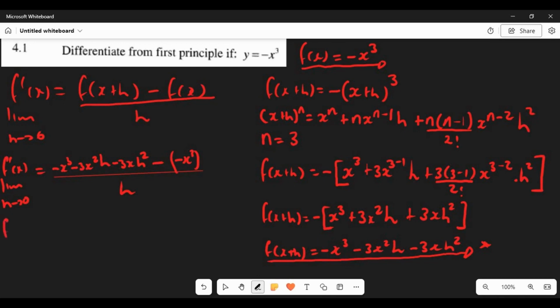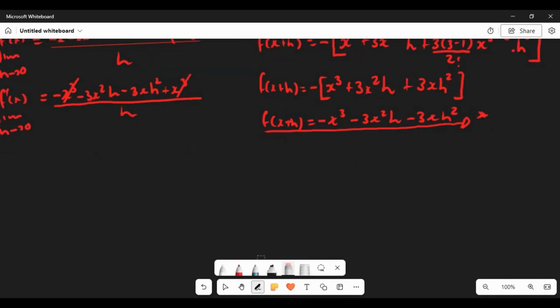From here we simplify the numerator. So let's continue. F prime of x equals the limit as h approaches 0. We continue like this: negative x cubed minus 3x squared h minus 3x h squared. Now we have negative and negative. When they multiply, they're going to give you positive x cubed. All this is divided by h. Now when you look at the numerator there, we have two like terms: negative x cubed and plus x cubed. They cancel each other, and you're going to be left with 0.